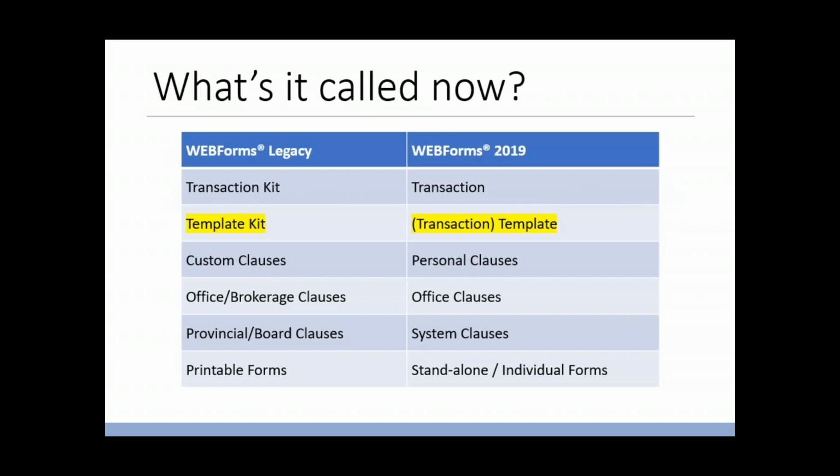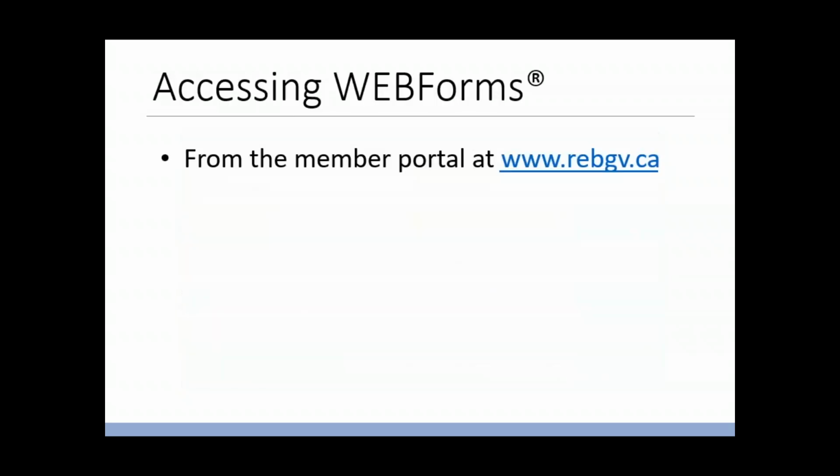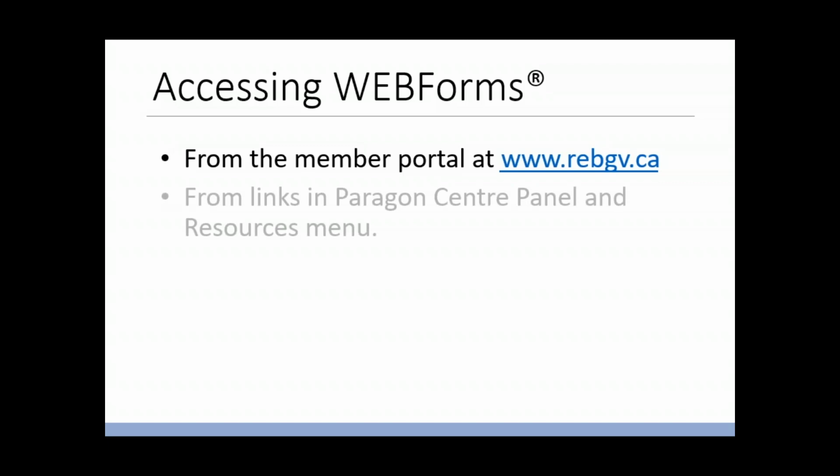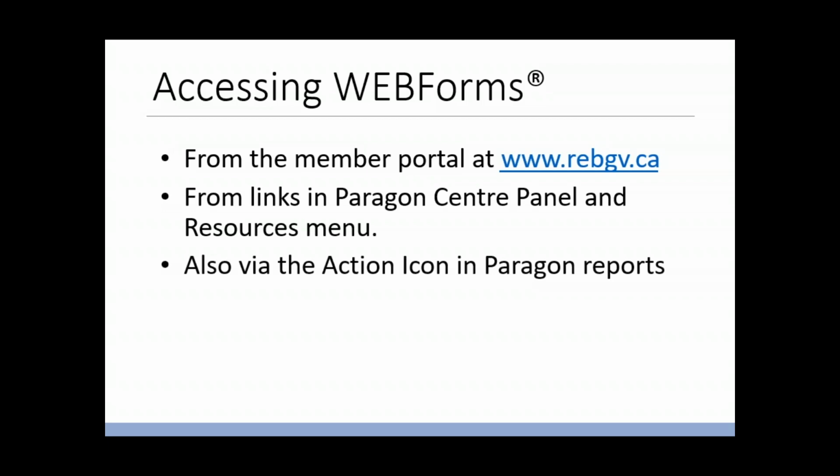What's it called now? So WEBForms Legacy and WEBForms 2019 use slightly different terms. In WEBForms Legacy, they're referred to as template kits. However, in WEBForms 2019, they're now referred to as transaction templates. We have a few ways to access WEBForms. You can access it through the member portal at rebgv.ca, from the links in the Paragon Center panel and resources menu, also via the action icon in Paragon Reports, and directly at webforms.ca.